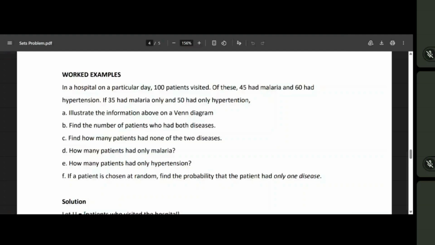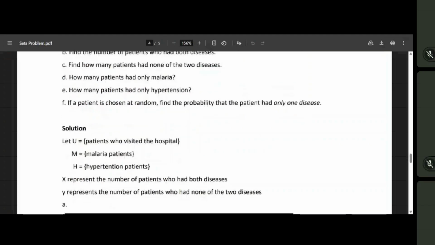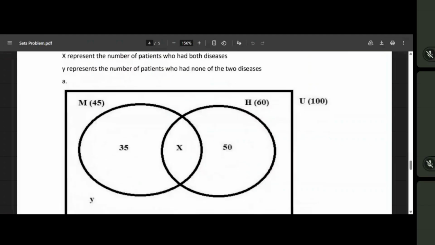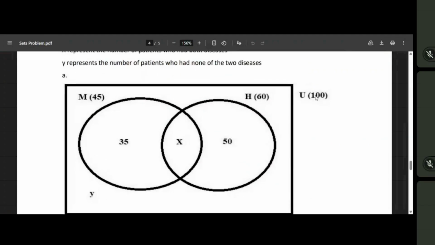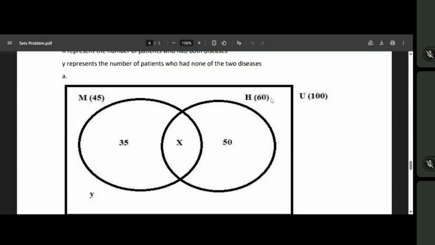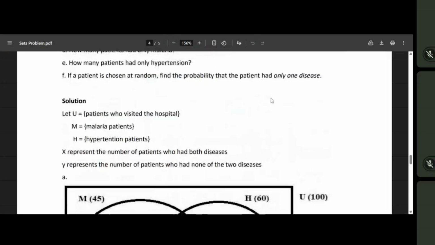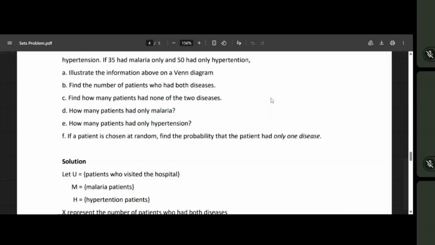Of what? Malaria. Yeah, 45 diagnosed of malaria and 60 diagnosed of what? Hypertension. So that is how you illustrate them. And we're told that there were 100 patients, and the 100 is there. So we have 45, we have the 60. So you look at the sentence and you see where each is represented.